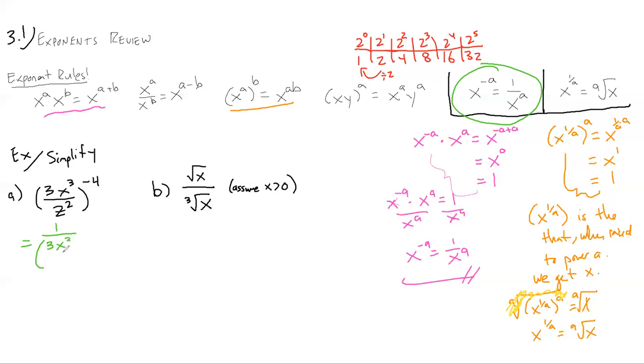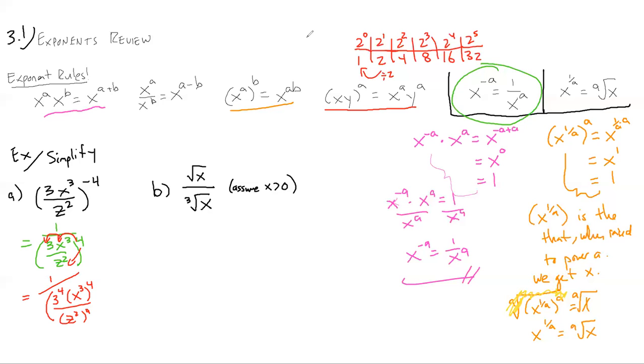So I'll get 3x cubed over z squared to the 4. And then I will be able to use that distribution rule here. So maybe let's do that in red. Yeah, so I can do that distribution. This is going to distribute on all of the pieces, the 3 multiplicative pieces in that expression. I'm still going to have this big 1 over on the top. So I'm going to have 3 to the 4, x cubed to the 4, and z squared to the 4.